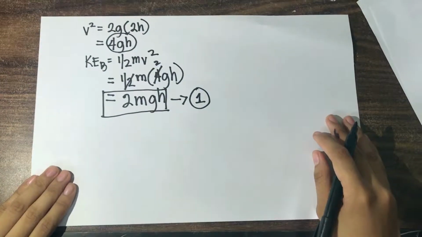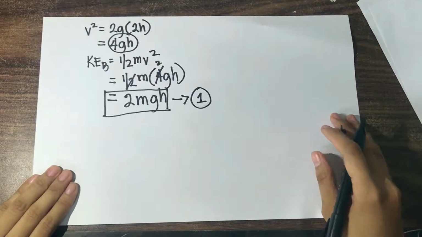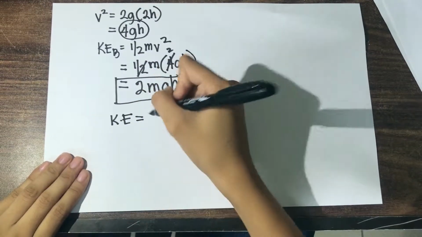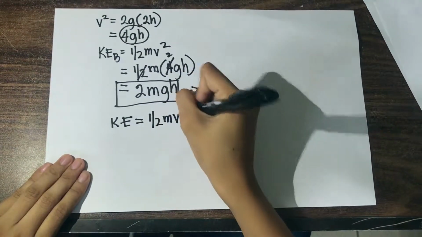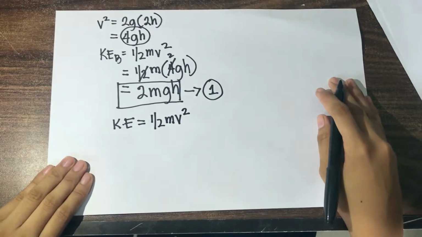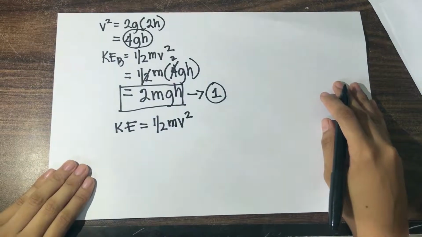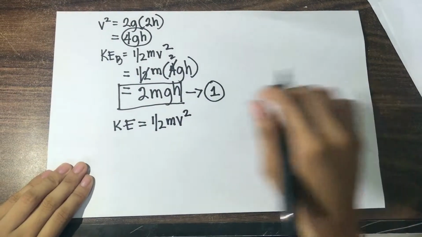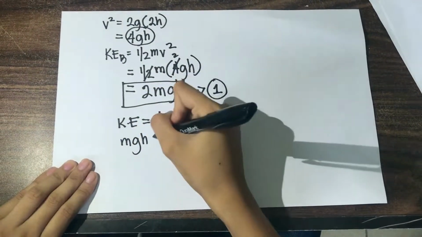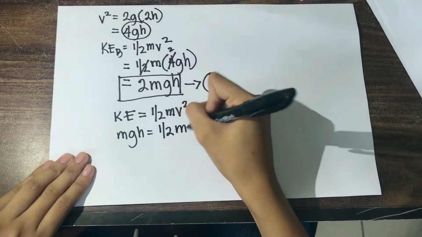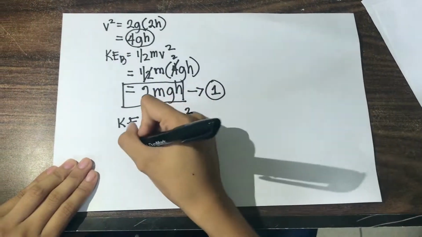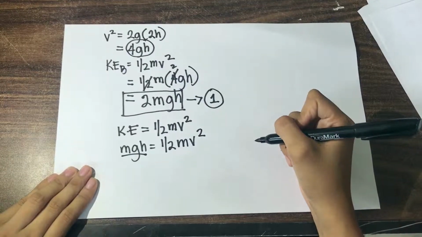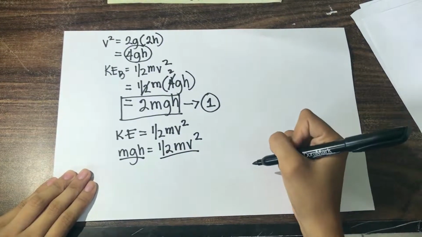The initial mechanical energy of object P is equal to kinetic energy, one-half mass times velocity squared. The principle of conservation of mechanical energy states that mgh is equal to 1/2 mv squared. Because mgh is equal to 1/2 mv squared, then we can change mgh in equation 1 with 1/2 mv squared.